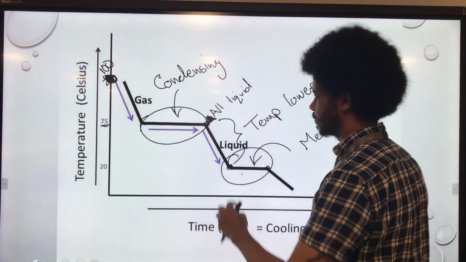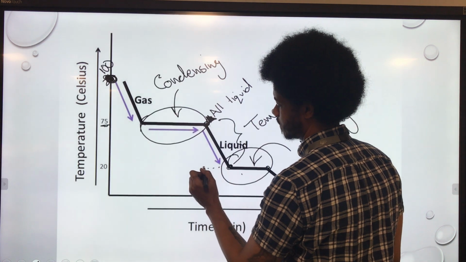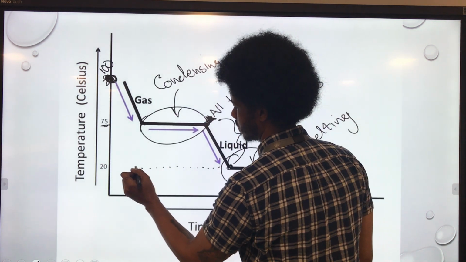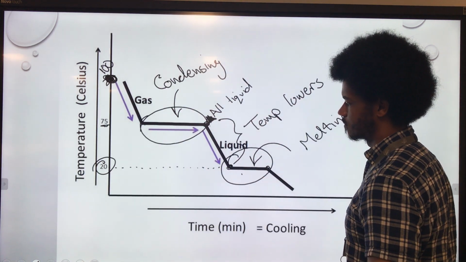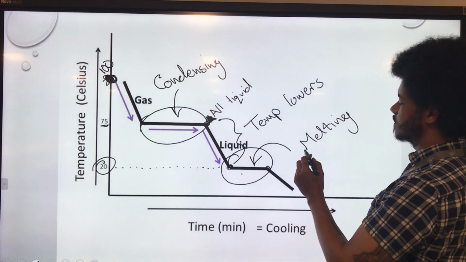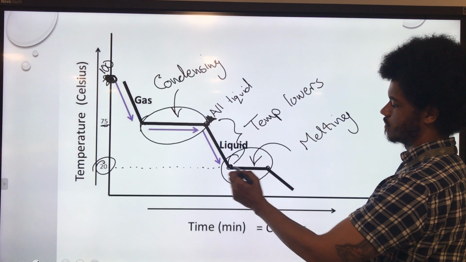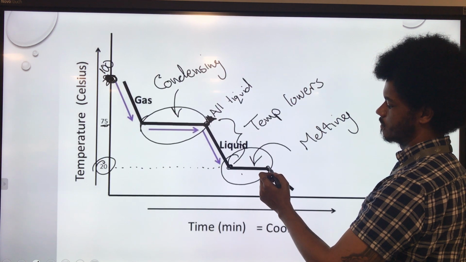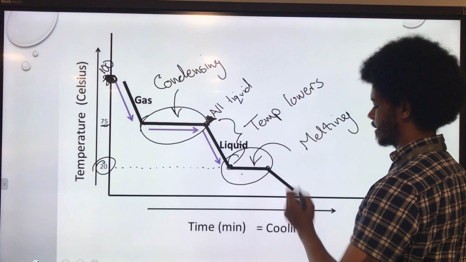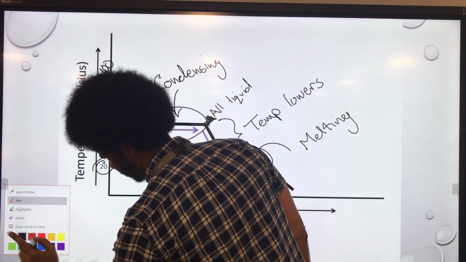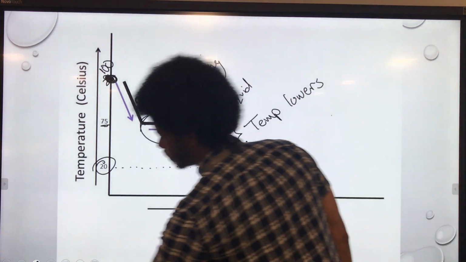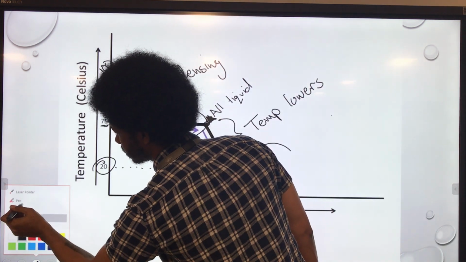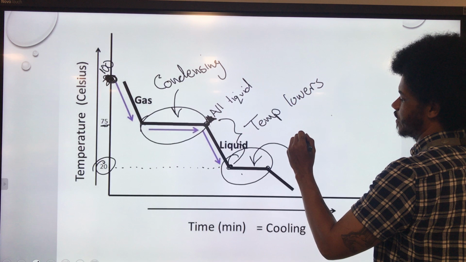Now, the temperatures aren't really important. This substance melts at 20. This substance is, oh, actually, hold on. Let me take a step back. I'm sorry, not melting, freezing. Sorry about that, guys. Equal but opposite. Equal but opposite. We're not melting here, we're freezing.